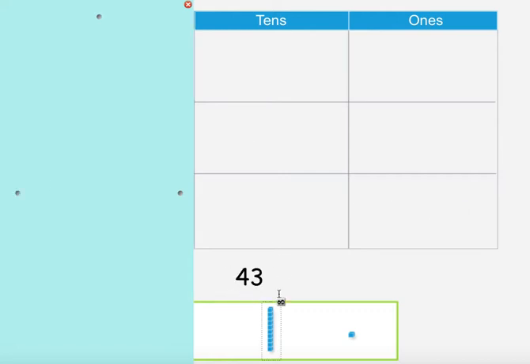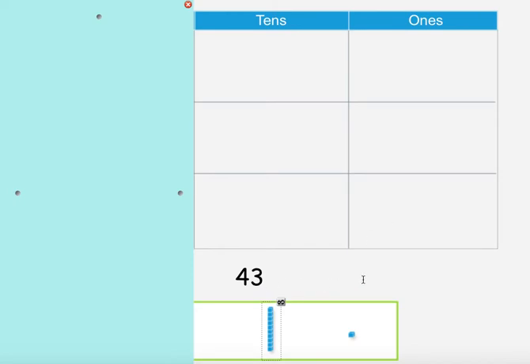Okay, so you can say this number out loud. Our number is 43. How many 1s and 10s do we need to build the number 43? Pause the video here to build the number 43. Okay, so let's see if we figured out how many 1s and 10s we need to make the number 43.